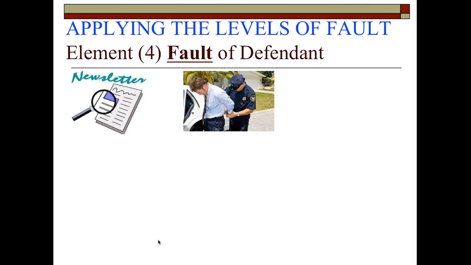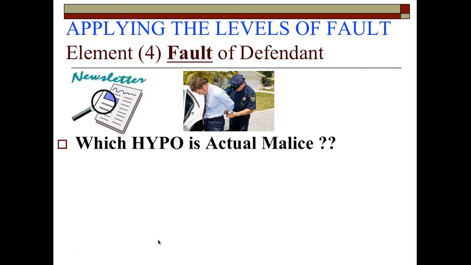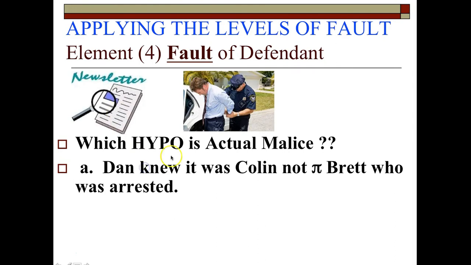Let's try an example just to make sure you can see how the levels of fault differ. So defendant Dan writes in the local newsletter that Brett was arrested. In fact, it was Colin who was arrested. So is it actual malice if when Dan writes the newsletter, he knows it was Colin, not Brett, and yet states in the newsletter it was Brett? And the answer is yes. This is actual malice because Dan knew what he was writing was false.